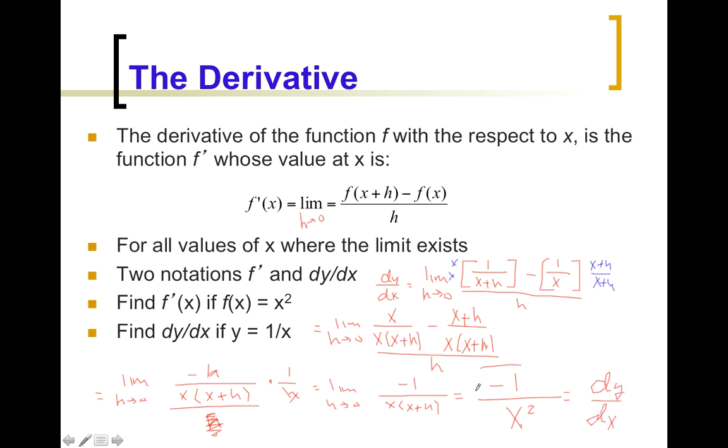Now, if you recall, on that CFA, the 1 over x was actually one of your problems, and you wanted to find the slope of the tangent line at x equals 4. And if I plug this in, 4 squared is 16. I get negative 1 over 16, and that is actually the answer that you would have gotten had you had the correct process to begin with. So the slope of the tangent line at x equals 4 is negative 1 over 16, which is negative 0.0625.